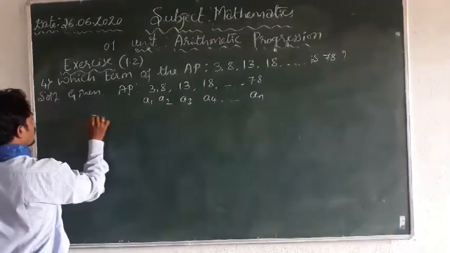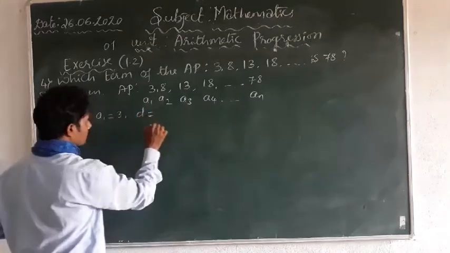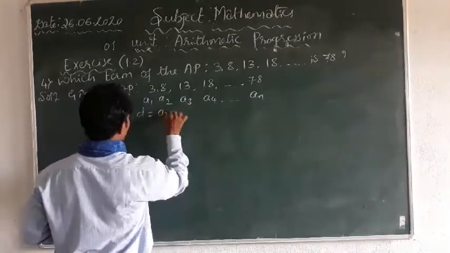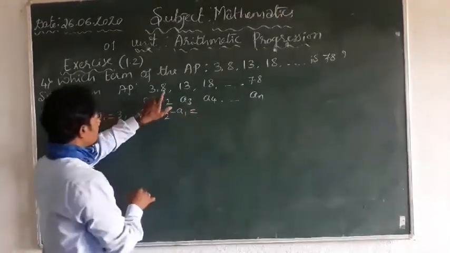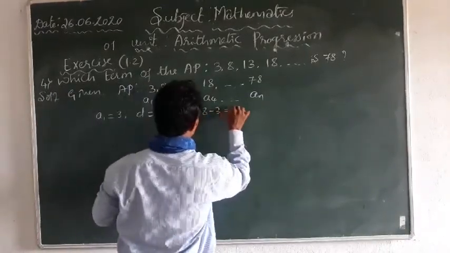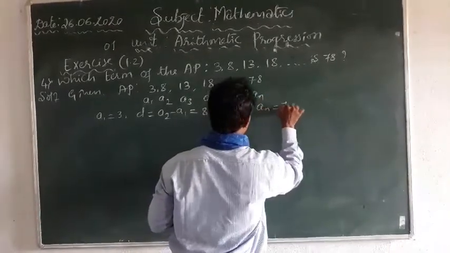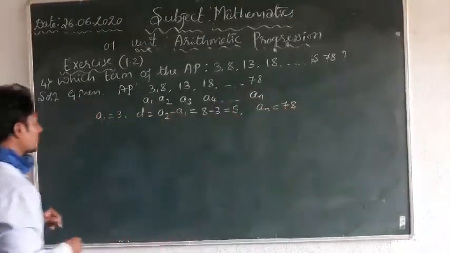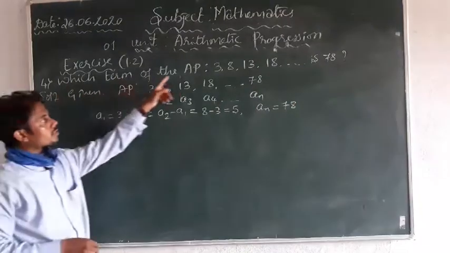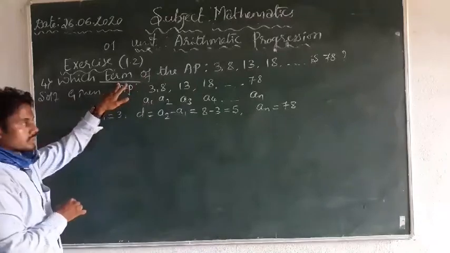Here A1, the first term, is equal to 3. Difference is equal to A2 minus A1, which is 8 minus 3, equal to 5. An is equal to 78. See the question: which term of the AP? That is nothing but we have to find the number of terms.